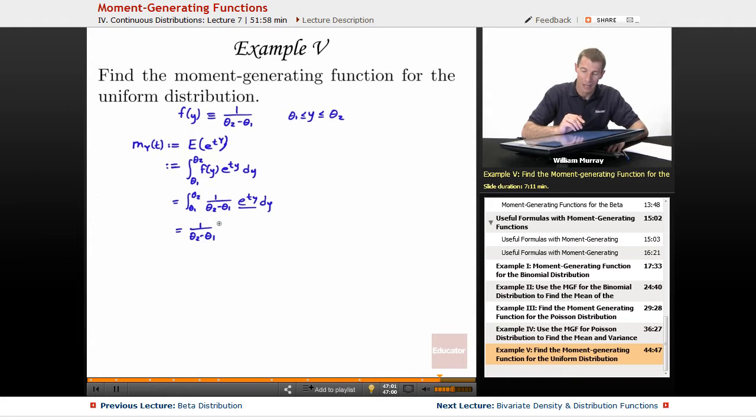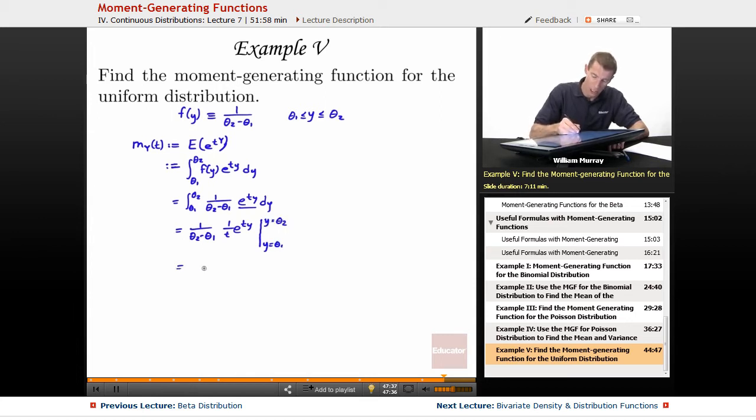And so the integral of e to the ty, if you do a little substitution there, I'm going to go ahead and do it in my head. It's just e to the ty times 1 over t. That's because we're thinking of t as being constant here. Y is the variable of integration. So it's just 1 over t. If you took the derivative of that with respect to y, you'd get back to e to the ty. And we want to evaluate that from y equals theta 1 to y equals theta 2.